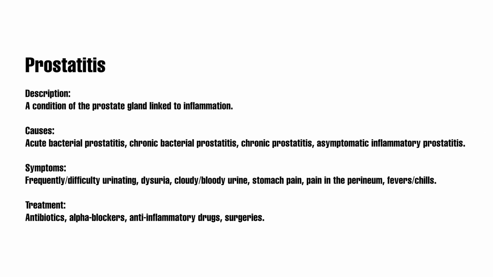Up next is prostatitis. Prostatitis is a condition of the prostate gland linked to inflammation. Causes for this condition include acute bacterial prostatitis, chronic bacterial prostatitis, and asymptomatic inflammatory prostatitis. Symptoms include frequent or difficulty urinating, dysuria, cloudy or bloody urine, stomach pain in the perineum, and fevers or chills. Treatment options include antibiotics, alpha blockers, anti-inflammatory drugs, and surgeries.